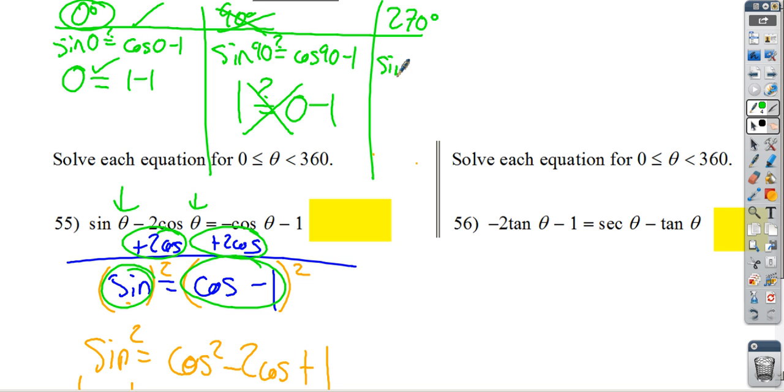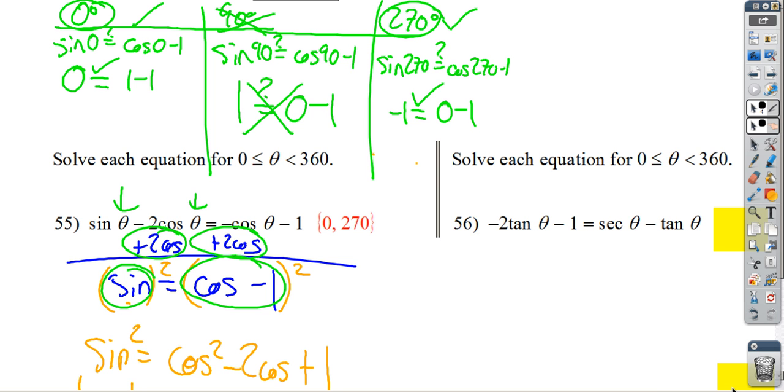And let's try 270 now. Sine of 270, does that equal cos 270 minus 1? Sine of 270 equals negative 1. Cos of 270 is 0. 0 minus 1 does equal negative 1, so that's also a real solution. So 0 and 270 are the only ones that work. The other one was extraneous.